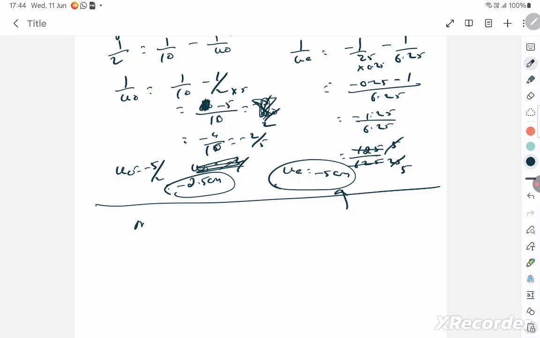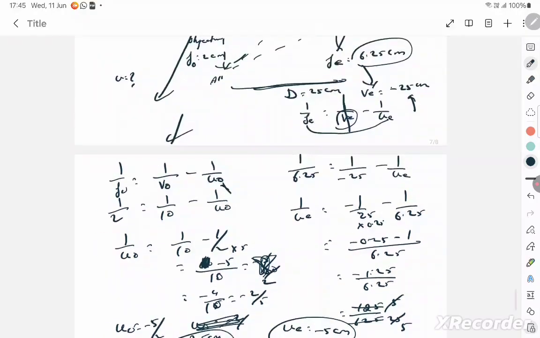And they're asking magnification. M is equal to MO into ME. MO is VO by UO, into ME, which is VE by UE. Everything: VO, UO, VE, UE. You can substitute all the values and get your answer, because in this question, that's the way they started.